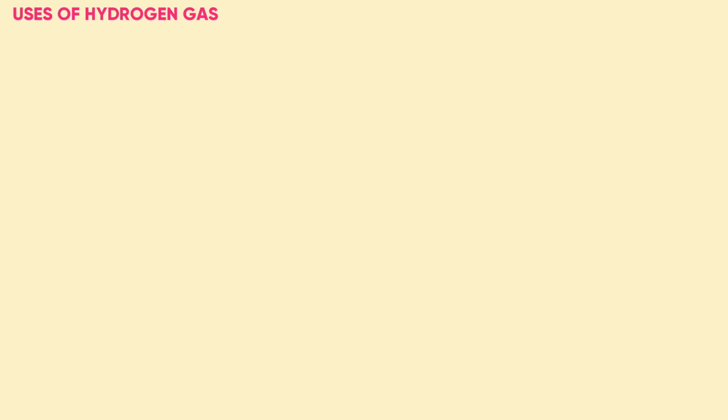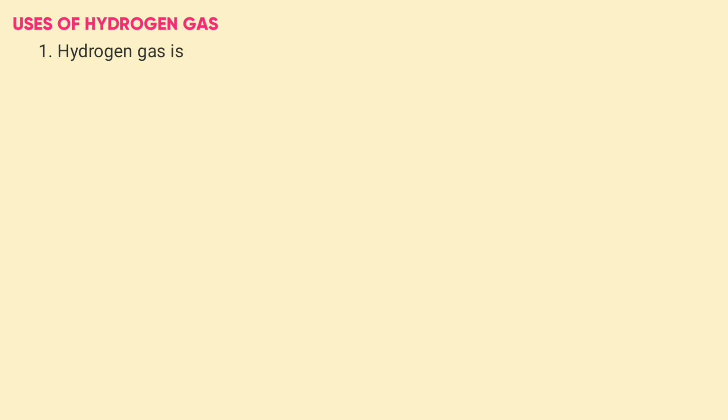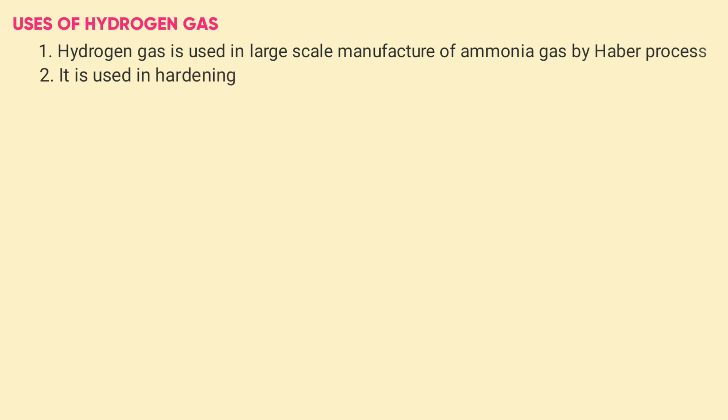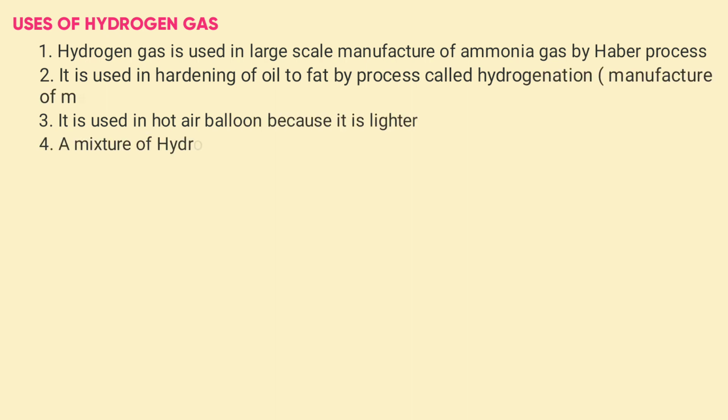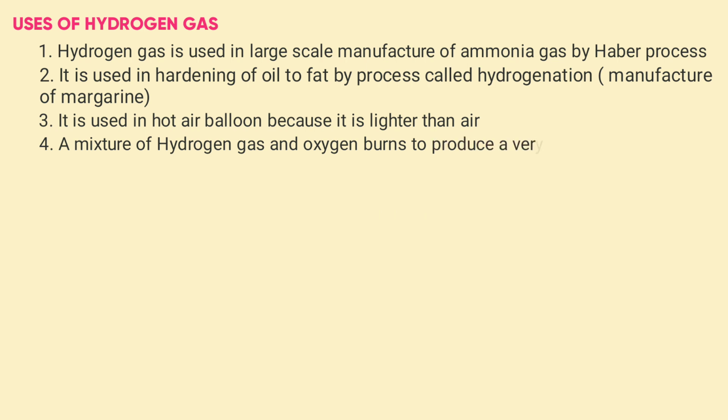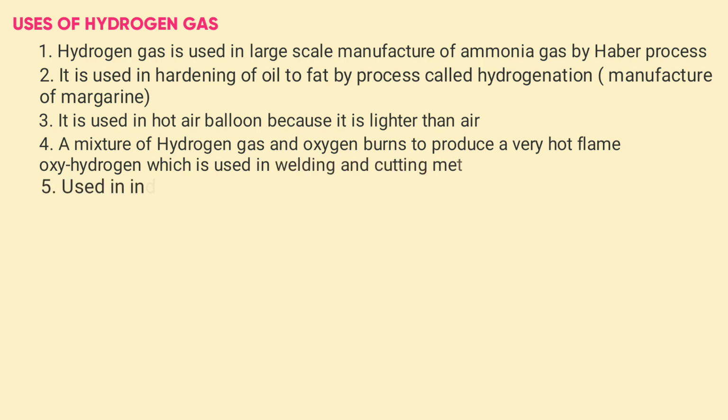Uses of hydrogen gas. Hydrogen gas is used in large-scale manufacture of ammonia gas, called the Haber process. It is used in hardening of oil to fat. It is used in hot air balloons because it's lighter than air. A mixture of hydrogen and oxygen burns to produce a very hot flame, that is oxyhydrogen, which is used in cutting and welding metals. It is also used in industrial manufacture of hydrochloric acid.